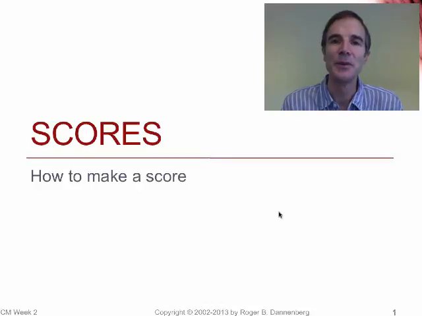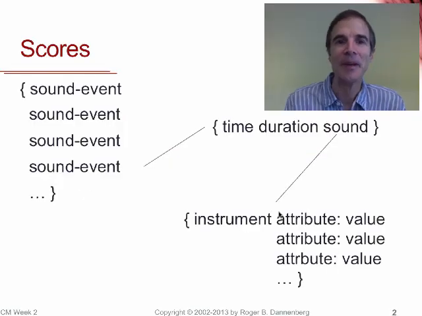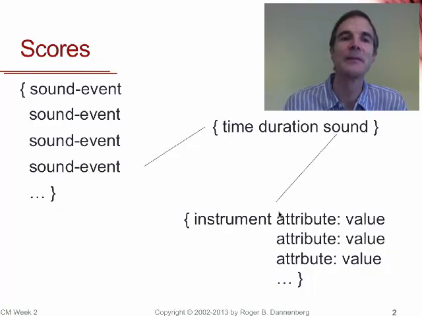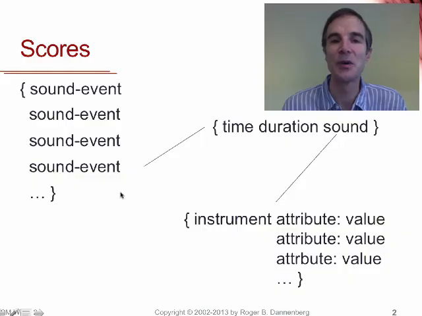Now we're going to actually get to look at score data structures and see what they look like and how to make them. A score in Nyquist is a list of sound events. So here on the left, we see the schematic structure for a score. It's very simple, just events in a list.